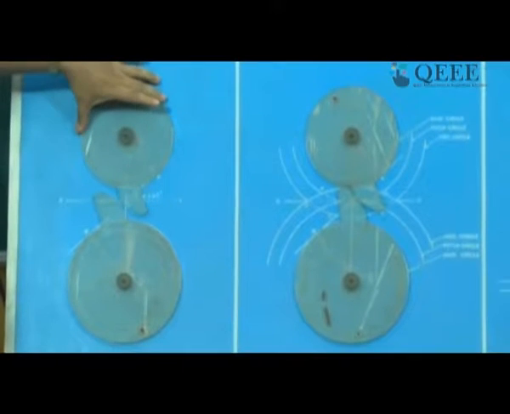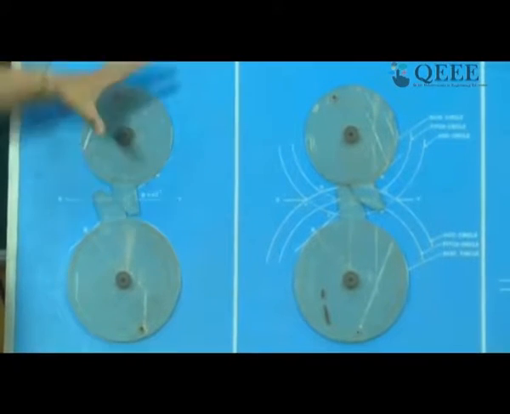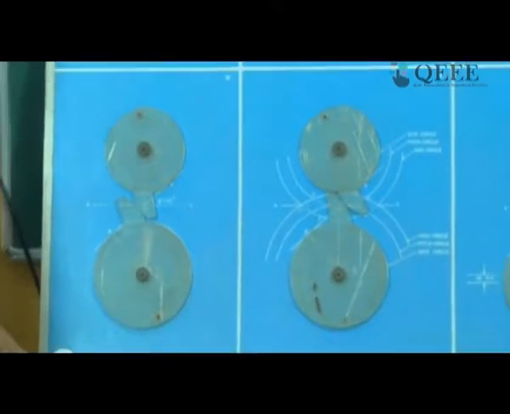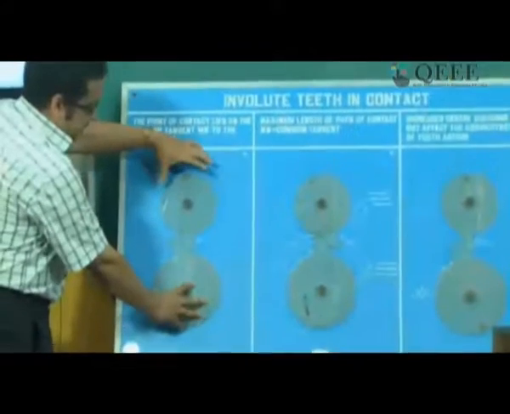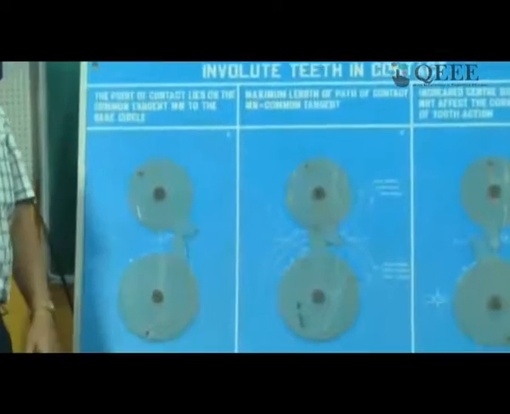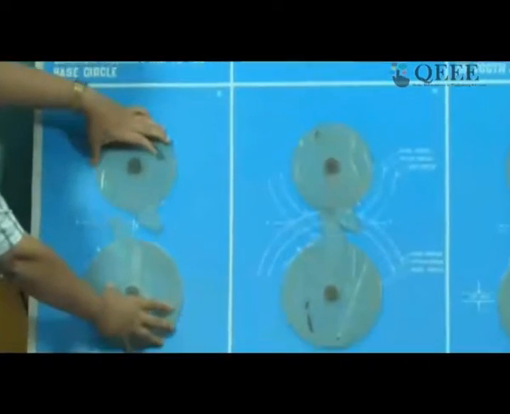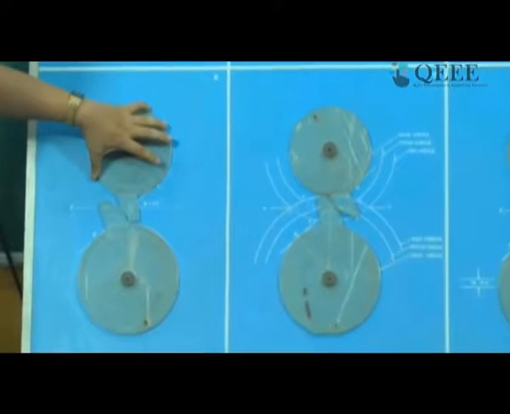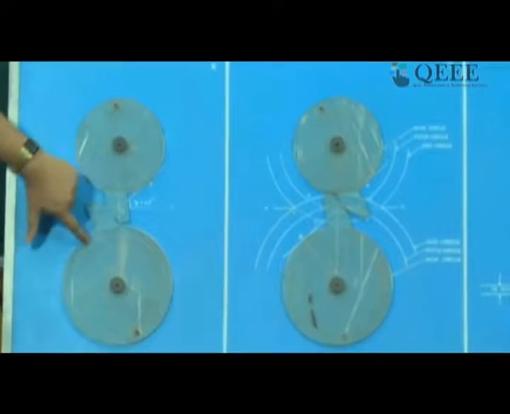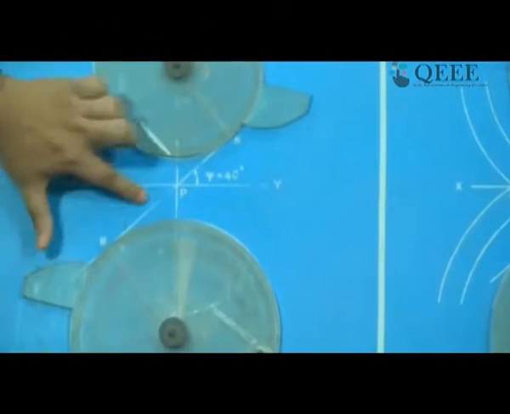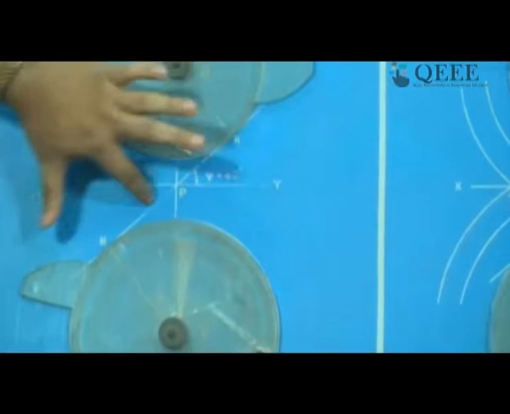But first let us understand how the engagement takes place. This is the engagement happening between one pair of gear teeth. If this is the driver and this is the driven, this is how the gearing action will take place. If you carefully note this white line, the point of contact is moving on this white line. I will just move the gears once more. There is a white oblique line.